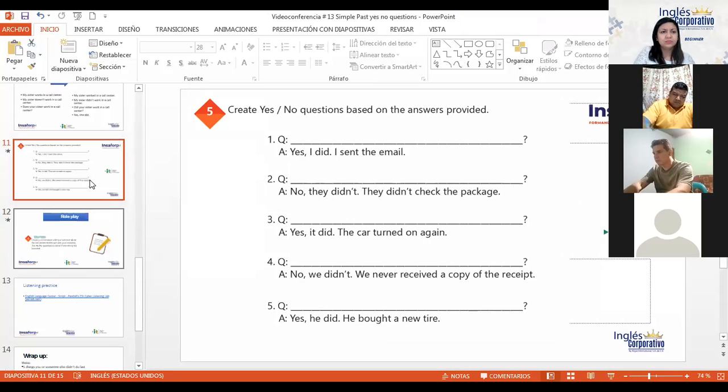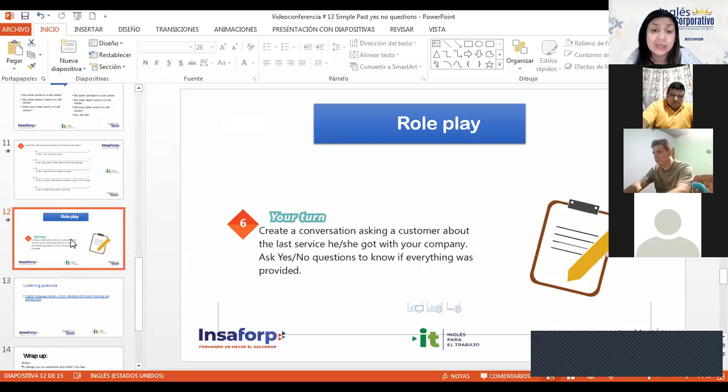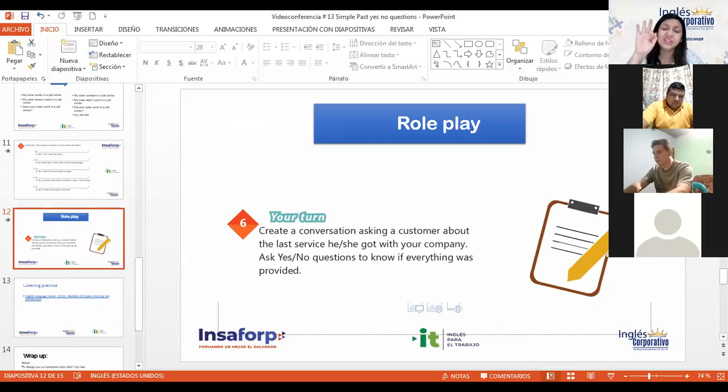Now, it's time for the role play. What are you going to do in the role play? You are going to create a conversation asking a customer about the last service that he or she got with the company. Ask yes, no questions to know if everything was provided. So you're going to call your client or your customer and ask about the last service or the last product that he or she got. And you have to create yes, no questions. Please create at least three yes, no questions using did.